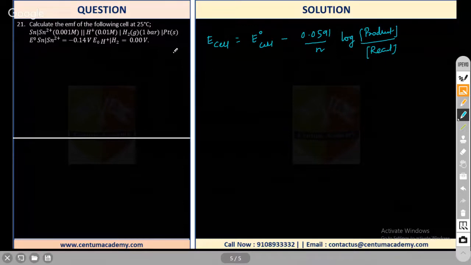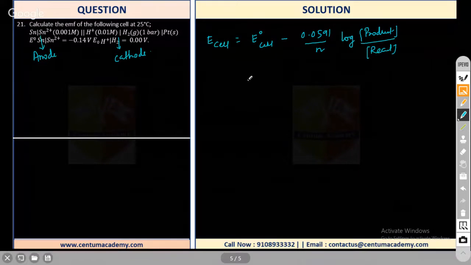Okay. So now in this question you see Sn plus 2 will get oxidized here, right? You must remember that we have discussed we write anode always on the left hand side, and at anode oxidation takes place. So whatever is on the left hand side of the salt bridge is nothing but anode. Right hand side will have cathode. So this hydrogen electrode behaves as a cathode here, right? So this will get oxidized. So in the product side we have Sn2 plus and reactant side will have H plus.